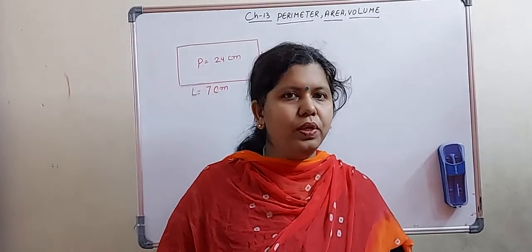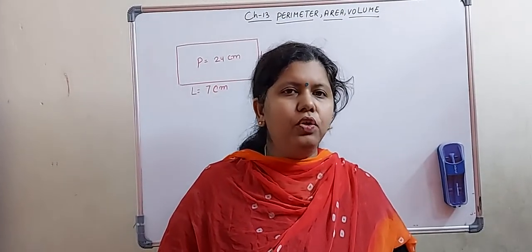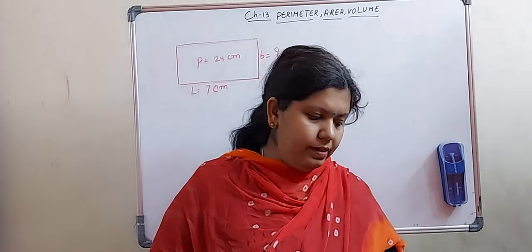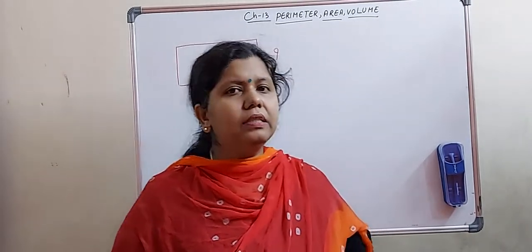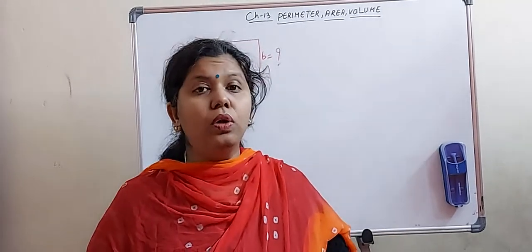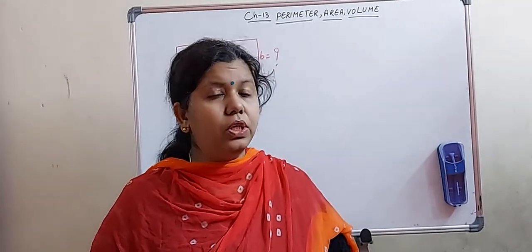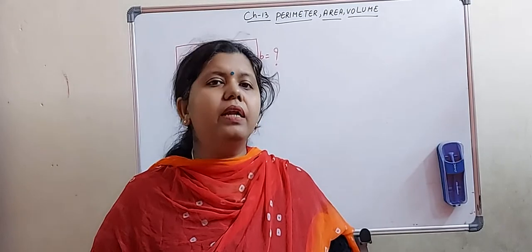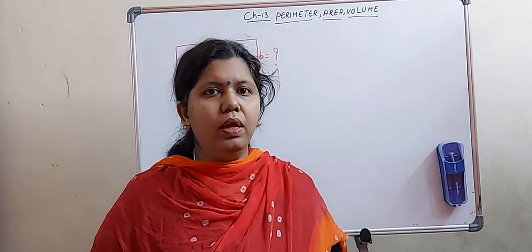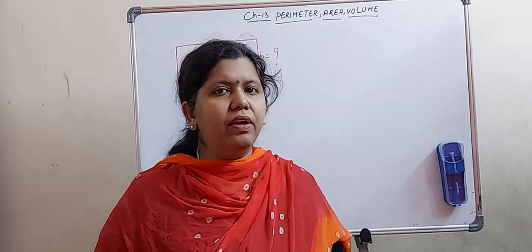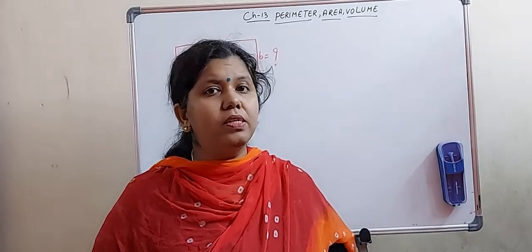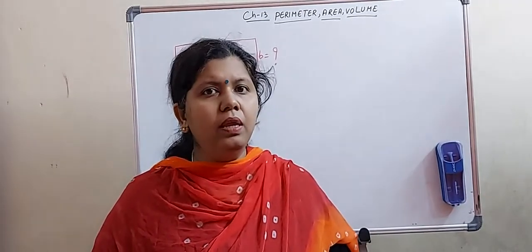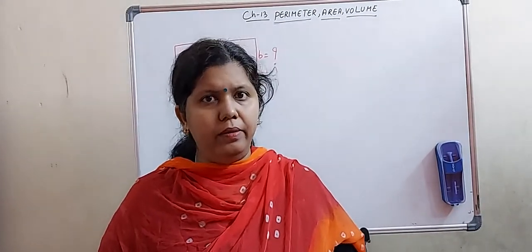Okay, good evening students. Today we will continue with the same chapter, that is perimeter, area and volume. In our last class we had read about how to take out the perimeter of a rectangle. We had got the dimensions, and with that we applied the formula, that is 2 into length plus breadth, and we got the perimeter of the rectangle.